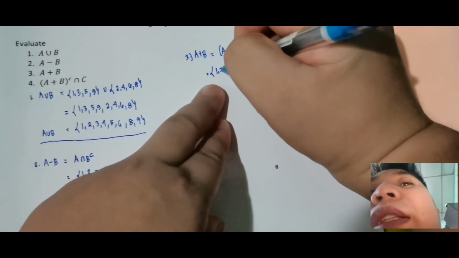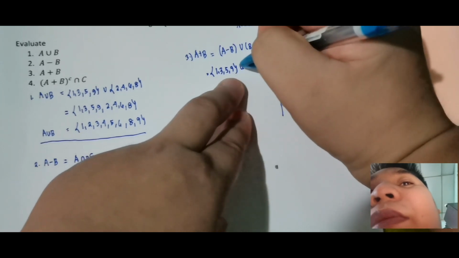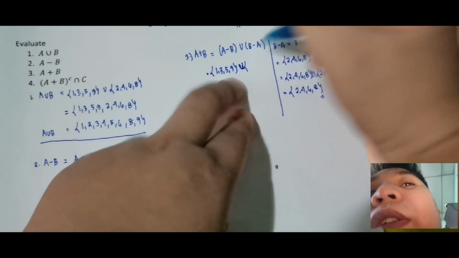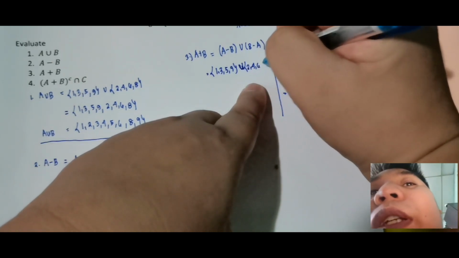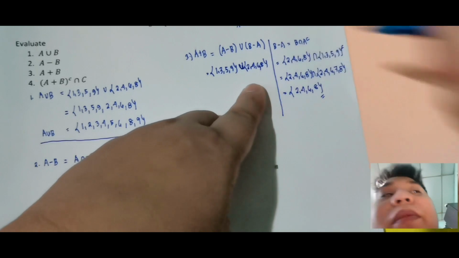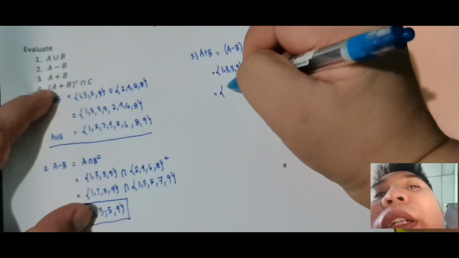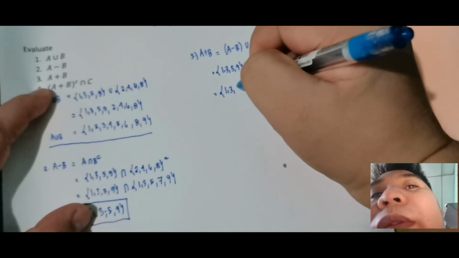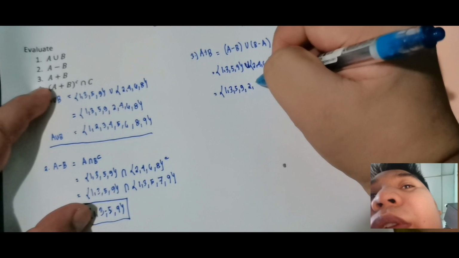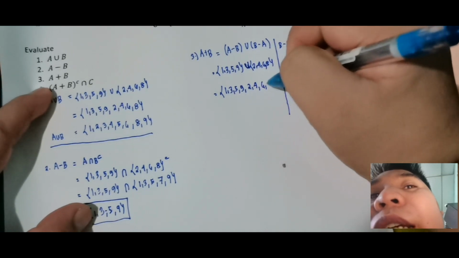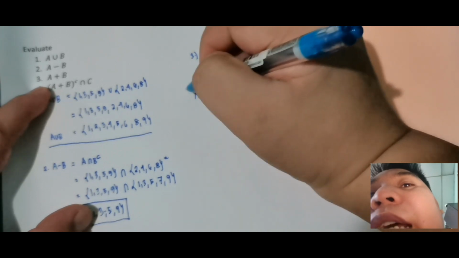That is 1, 3, 5, 9. Union. Sorry, that is union. 2, 4, 6, and 8. Okay, so, pag ni-union, syempre, ginawa ko kanina, that is the union 1, 3, 5, 9, comma, 2, comma 4, comma 6, comma 8. So, pwede ko na sabihin, ito yung sagot, kasi nga wala naman ako sinabing arrange.